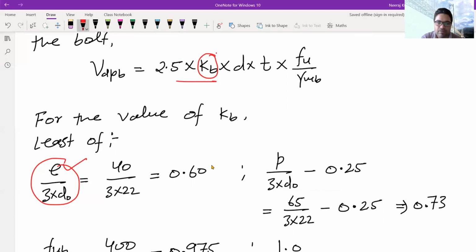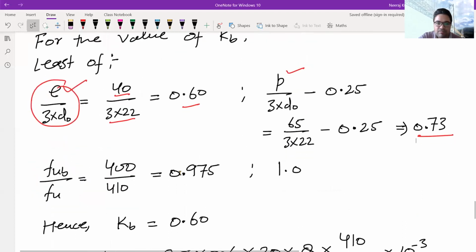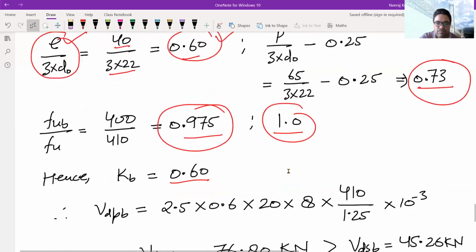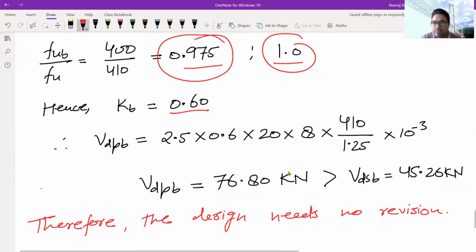So we already have the edge distance which is 40, and 3 times of D naught. So one value is 0.60. Then in the second parameter we put all the values and we get the value 0.73. In the third criteria it is 0.975 and in the fourth criteria it is 1. So again we are having these 4 values. The least value will be 0.6. So now the value of KB is 0.60. After putting all the values, we get the bearing strength of the bolt as 76.80.